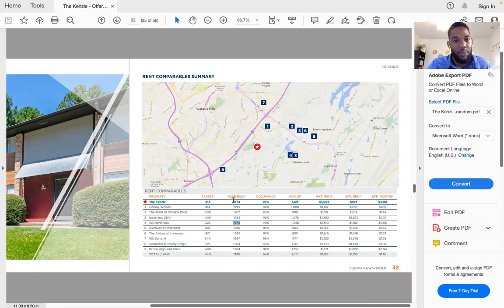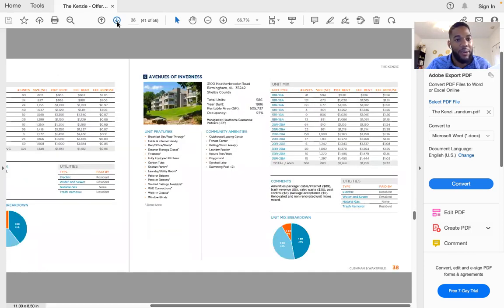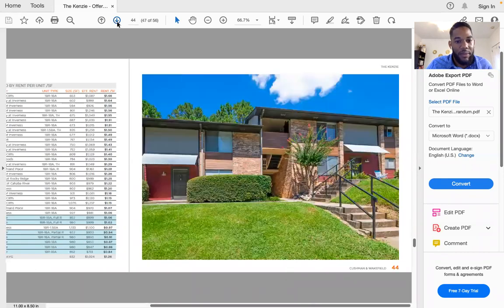This is an older property. So let's consider that when we move forward and get into our rent comp analysis. So that's great points, guys. Great points. Appreciate the input.